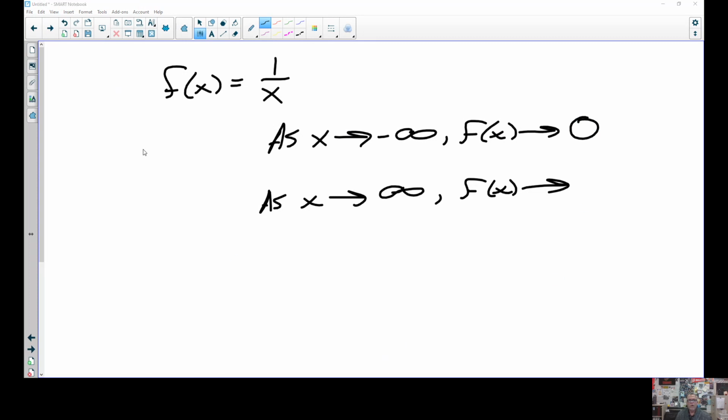Well, what happens if I go the other way? If I trace this way, and I trace and I trace, now I'm going as x approaches positive infinity. This value is getting smaller and smaller and smaller, approaching 0. So again, we're just looking at the behavior. Where is it going towards? It's approaching 0 and 0. So that's describing end behavior.